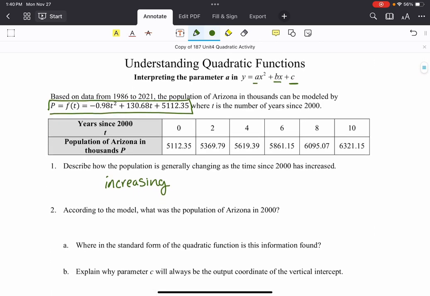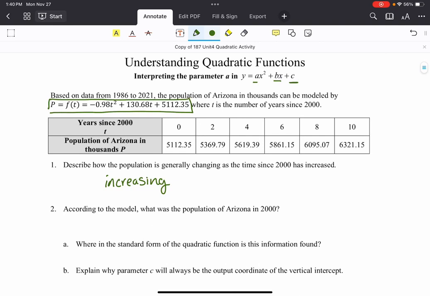Now, the next question is asking, what is the population of Arizona in the year 2000? And that's right here in our table. The year 2000 would be our initial value. And so we have 5,112.35 thousand people. Now, if we take a look, this particular number does make an appearance in the equation. And so this value right here, notice it's the same as that number in our function.